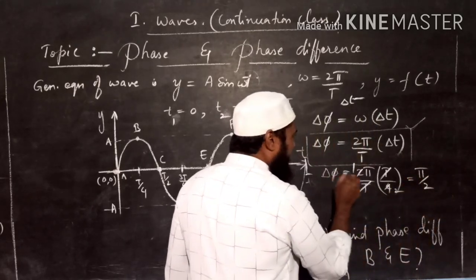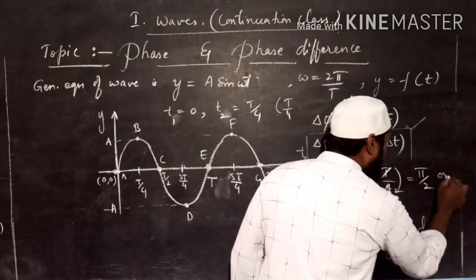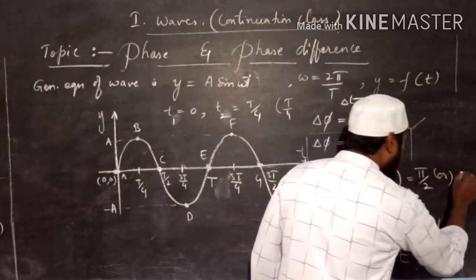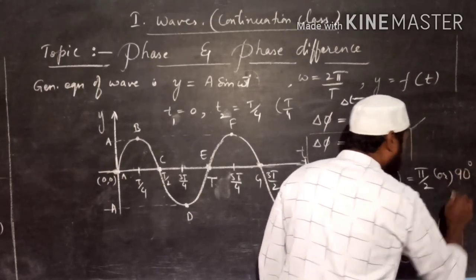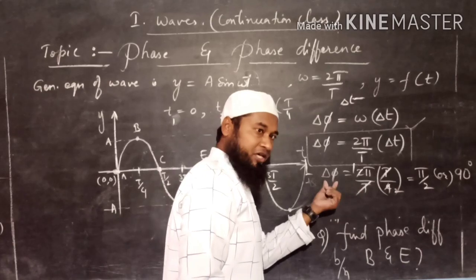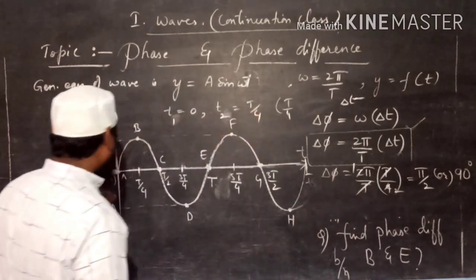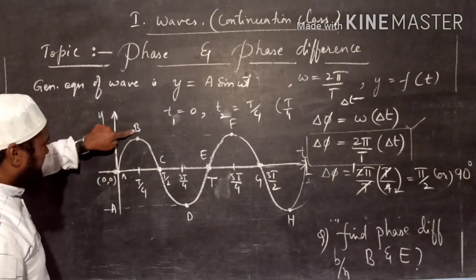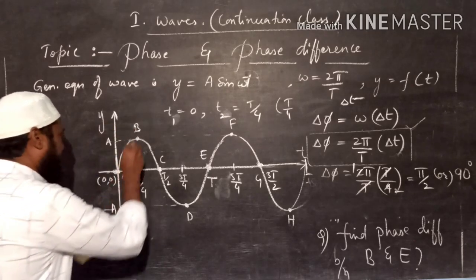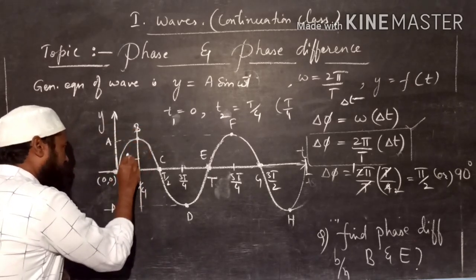So delta phi is equal to pi by 2, or pi by 2 is also written as, pi value is 180, 180 by 2 is 90 degrees. So this pi by 2 is also equal to 90 degrees. So the phase difference between point A and point B is 90 degrees, as you can see in the diagram also.